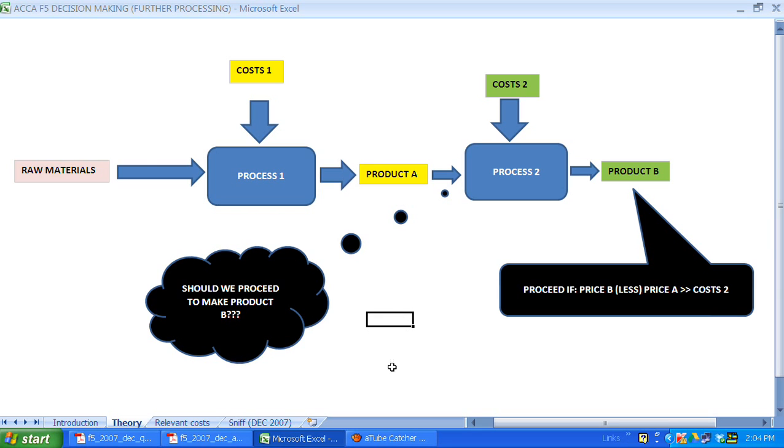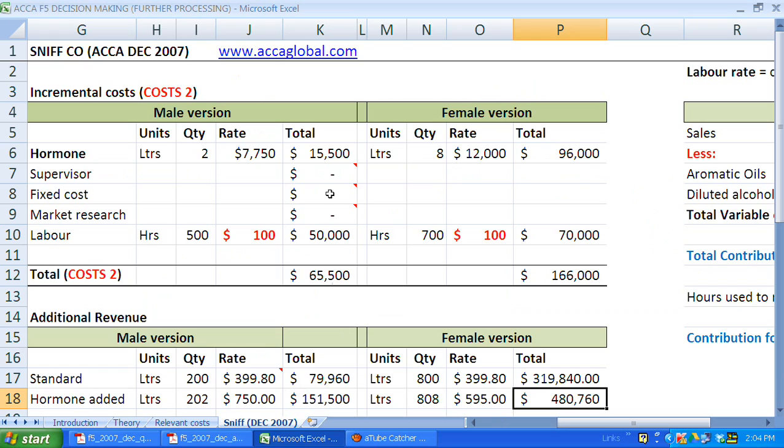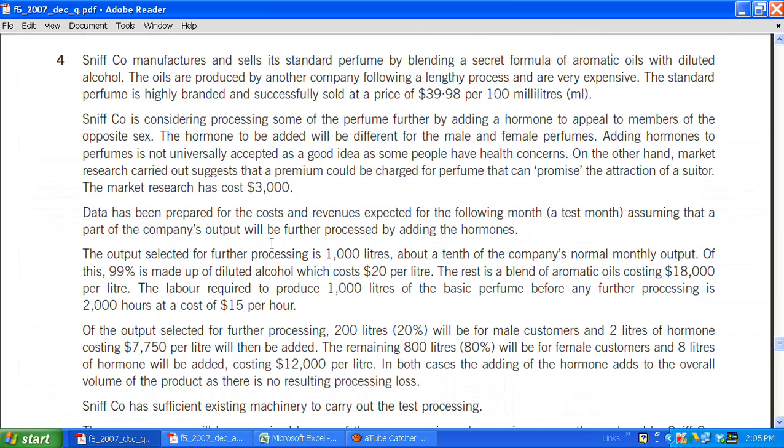So the best way to illustrate this is to go through a standard exam question. This question is called Sniff Co. It came in December 2007. You can download a copy of that paper from the ACCA website as indicated on your screen, accaglobal.com. I have the question right here with me. I suggest you pause the video and spend about 15 minutes to read through this question, Sniff Co.